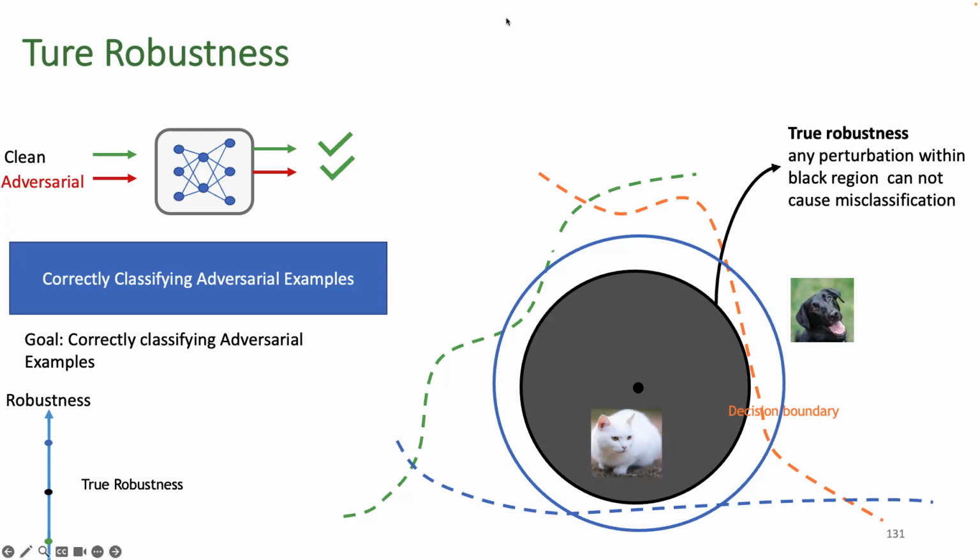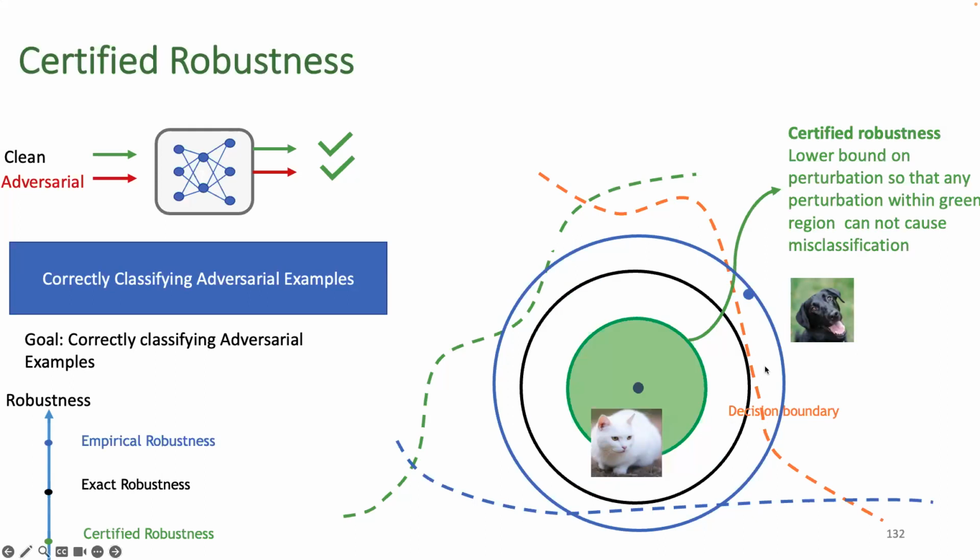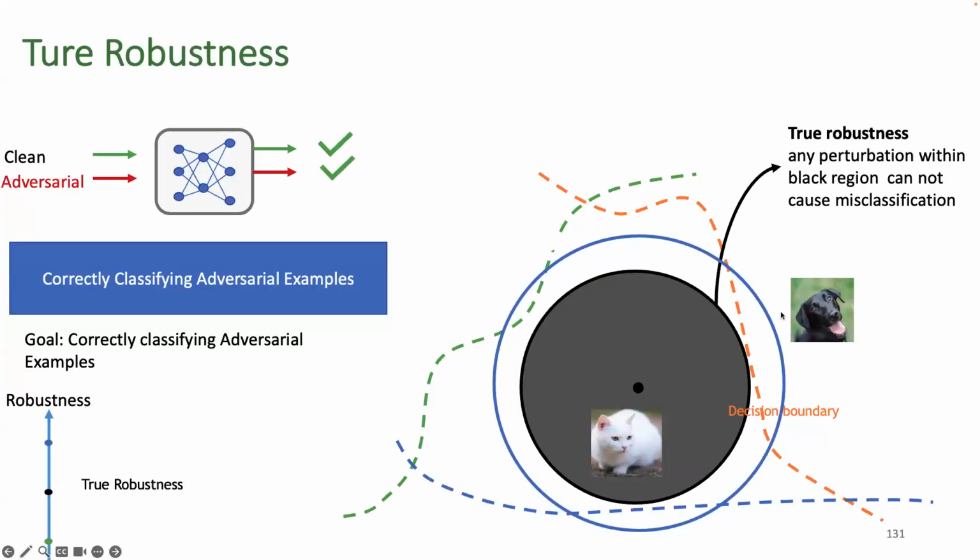Assume this is the decision boundary. In this boundary is the cat images region, and in this boundary is the dog images region. So this is the decision boundary. The true robustness should be this circle, right? This is the robust radius. And what we calculate is this blue line.